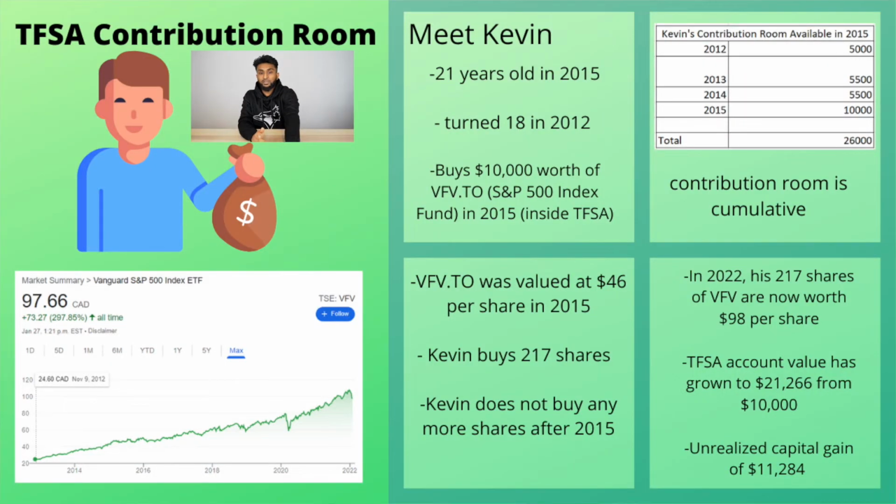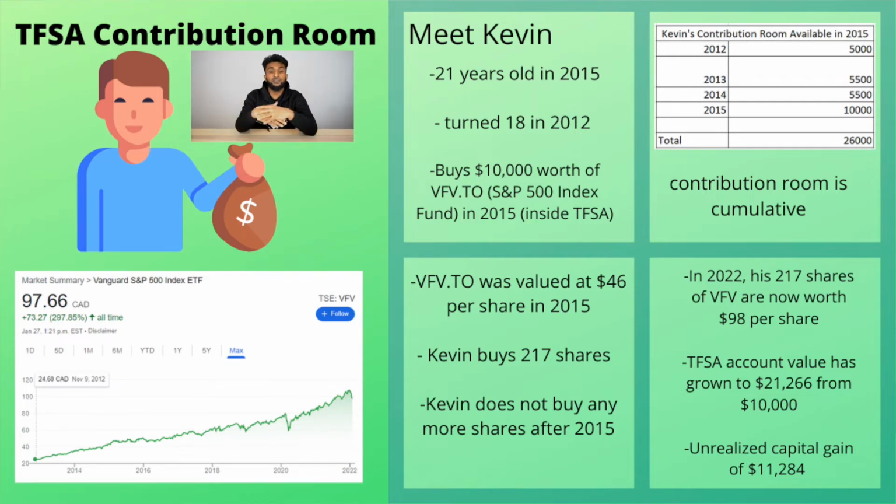We have Kevin. So Kevin, back in 2015, he was 21 years old. That's when he began to contribute to his TFSA. And in 2015, based on this chart you can see here, Kevin had $26,000 available of contribution room. So Kevin turned 18 in 2012. That's how we got to the $26,000.